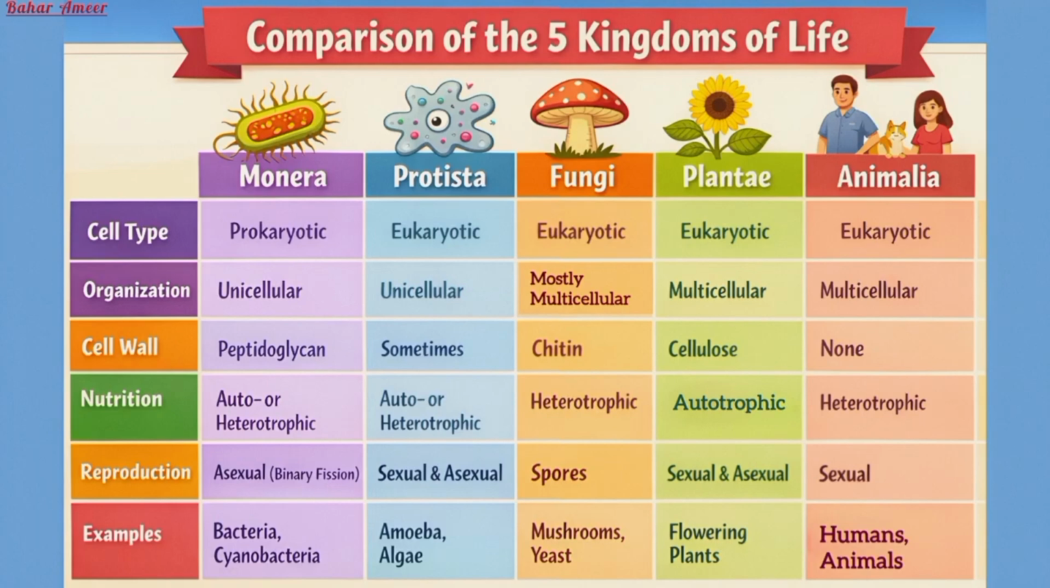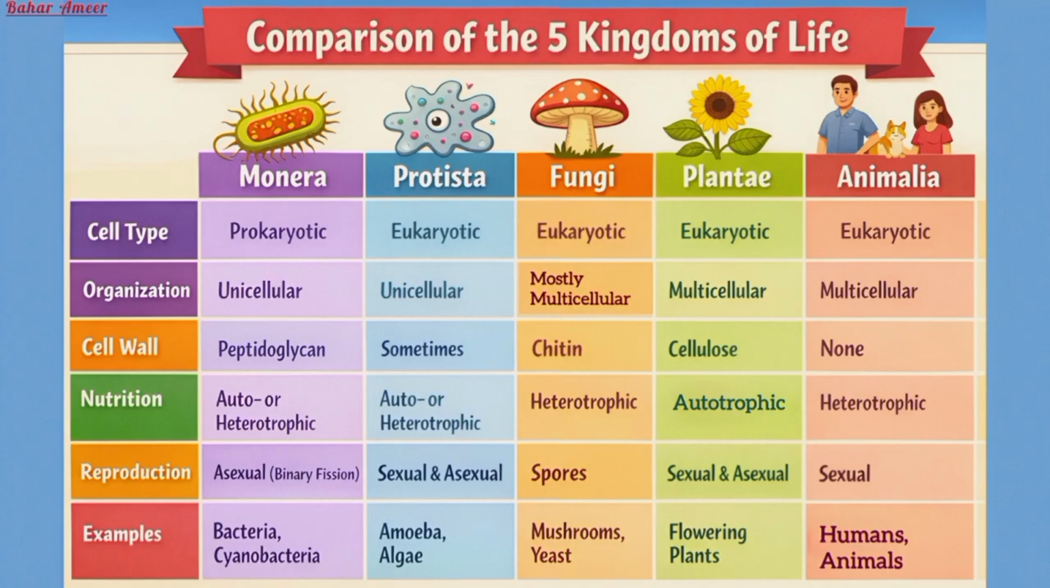First one is looking at cell type. Monera is prokaryotic, while Protista, fungi, plants, and animals are all eukaryotic. Next, organization. Monera and mostly Protista are unicellular, fungi and plants are multicellular, and animals are also multicellular. Now, cell wall. Monera has peptidoglycan, fungi has chitin, plants have cellulose, Protista has it sometimes, and animals have no cell wall at all. Moving to nutrition, Kingdom Monera and Protista can be autotrophic and heterotrophic. Fungi and animals are heterotrophic, and plants are autotrophic.